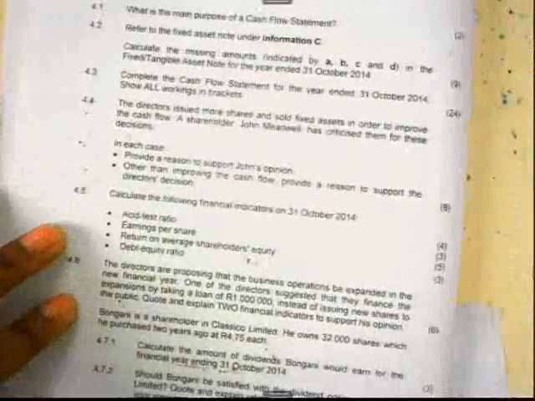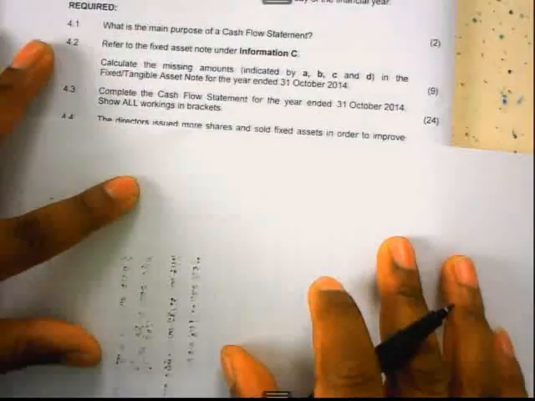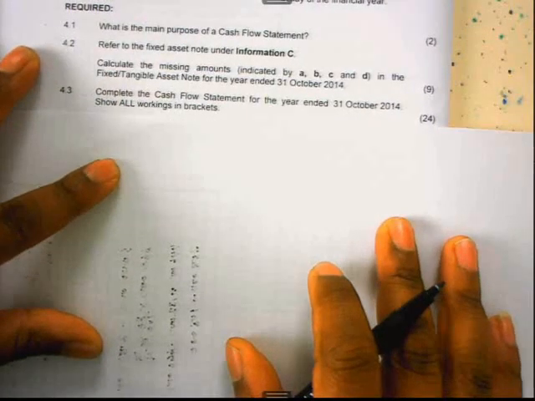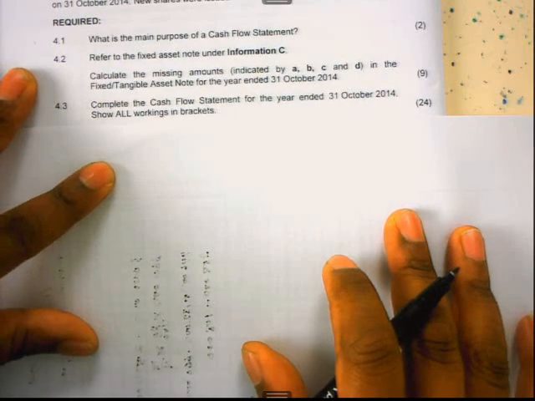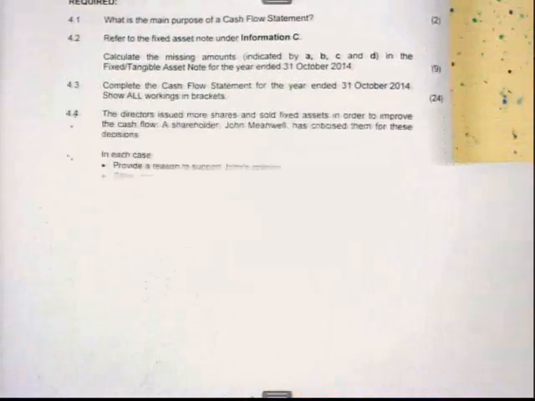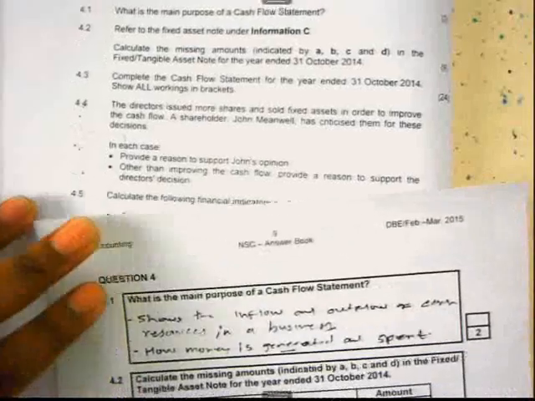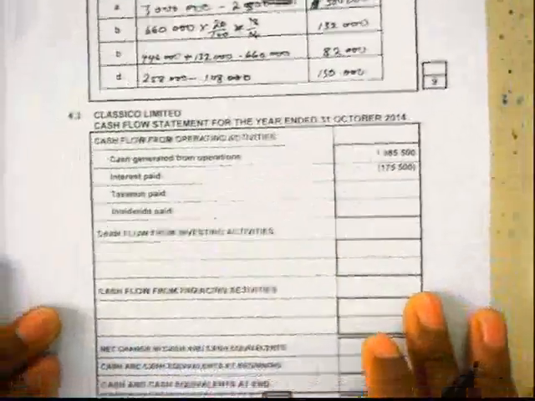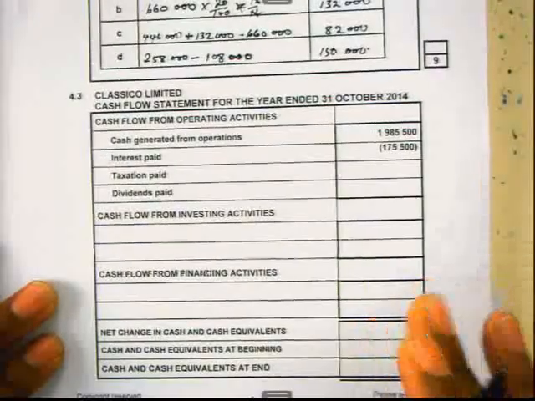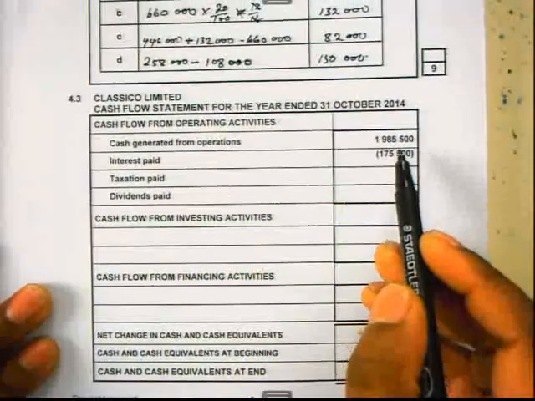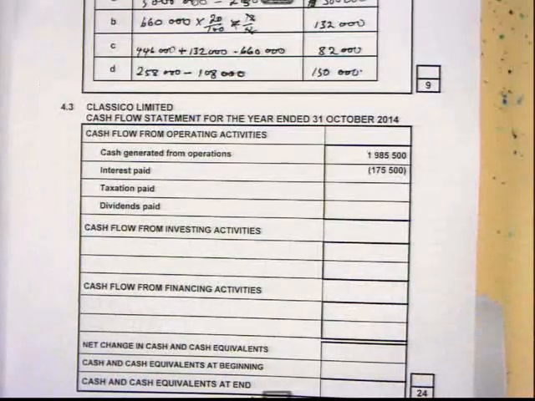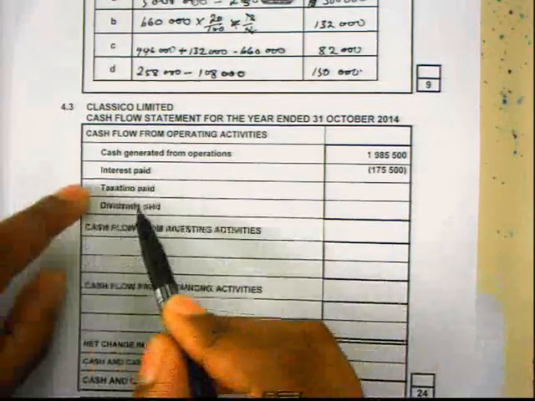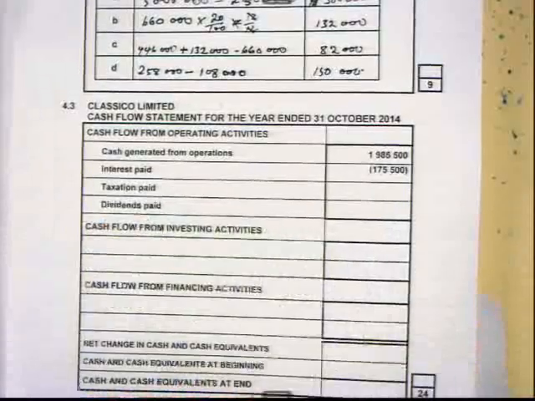The next instruction, which is the big one, carrying 24 marks, says complete the cash flow statement for the year ended 31 October 2014. Show all workings in brackets. The cash flow statement as well is very easy because they've given us the format. Cash generated from operations is given to us. You don't have to calculate that. Interest paid is given to us. You don't have to calculate that. What we have to calculate is tax paid and dividends paid.